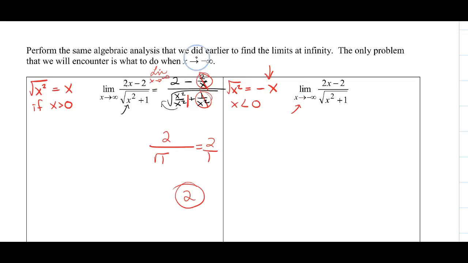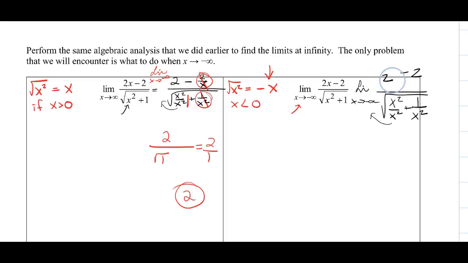Looking at this as x approaches negative infinity, my first step is the same. I go ahead and divide by x squared, limit as x approaches negative infinity. X squared divided by x squared plus 1 over x squared. But when I take that x squared out of the square root in order to divide in the top, now the square root of x squared, if x is negative, is negative x. So I'm going to divide by negative x.